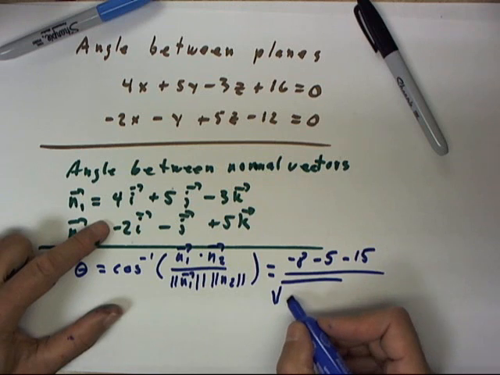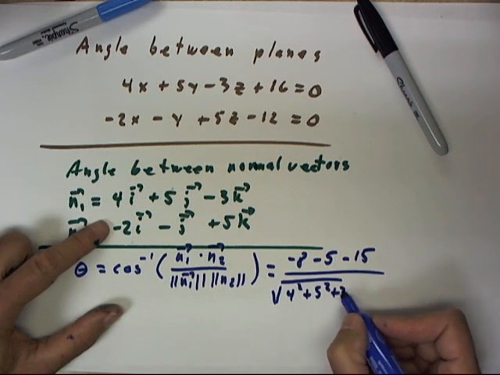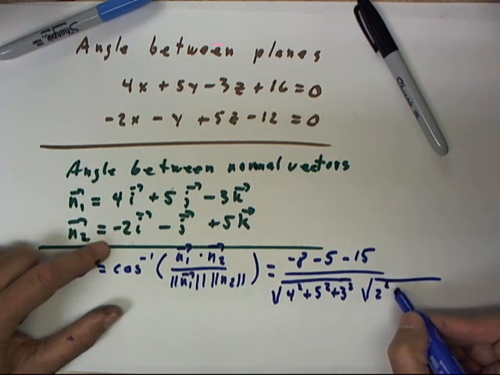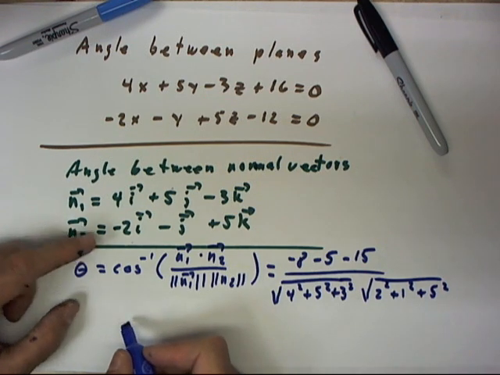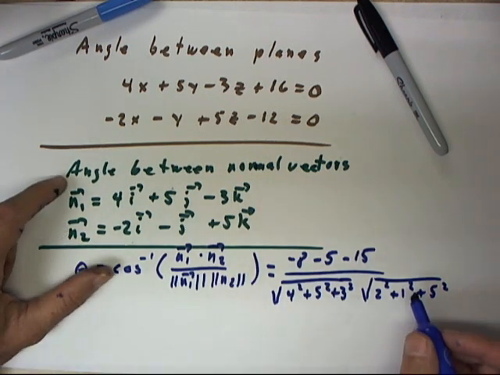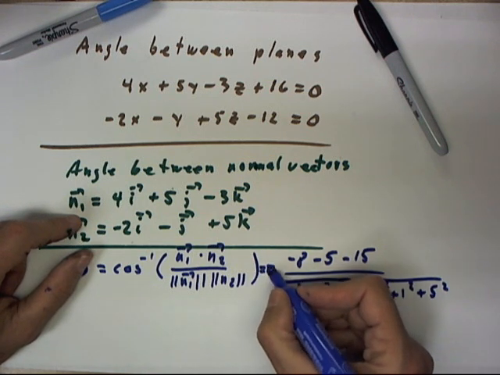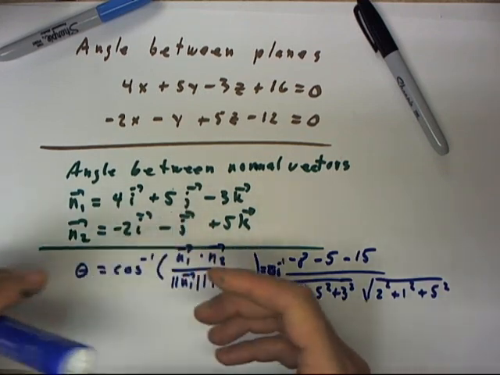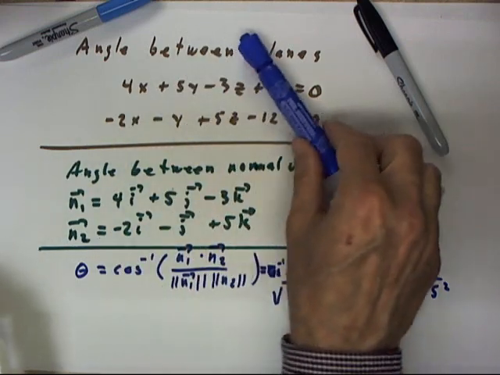The magnitude of n1 is square root of 4 squared plus 5 squared plus 3 squared. The magnitude of n2 is the square root of 2 squared plus 1 squared plus 5 squared. And I didn't write out my inverse cosine. I'm going to smudge that in. Not sure what to do about that. That's kind of a mess.